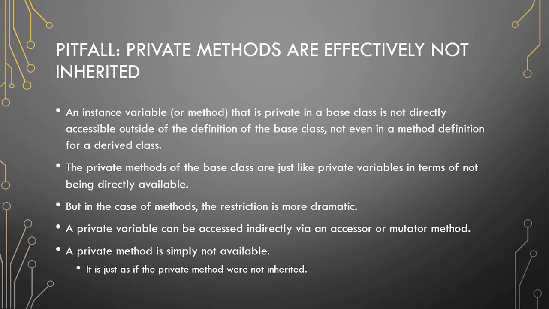All right, and a private method, as you know, is simply not available for the end user. It's private. It is just as if the private method were not inherited. So we don't really worry about private methods being called by the derived class. The derived class really can only call the public methods.